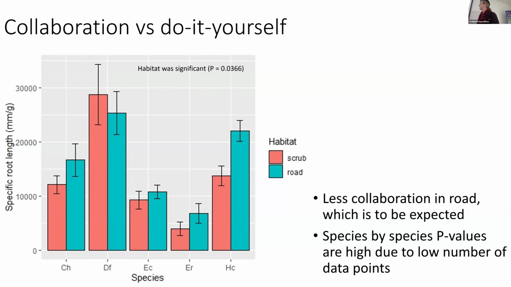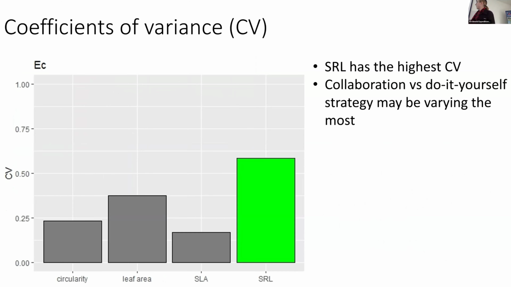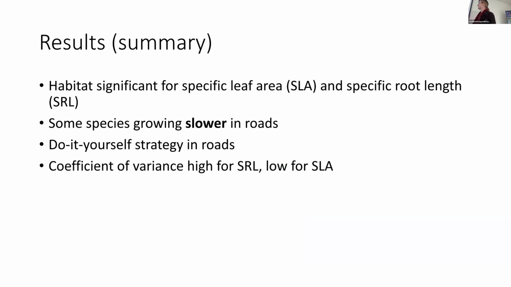In the collaboration versus do-it-yourself gradient, habitat was once again significant. We don't see any individual species being significant here. That is because this is just a pilot study and we don't really have that many data points. But we do see general trends towards higher specific root length in the roads, which would suggest fine roots, they're doing their own work. It's a do-it-yourself strategy. We found the highest coefficient of variance in specific root length, so that may be a variable that's good to look at in the future because it varies a lot between individuals.